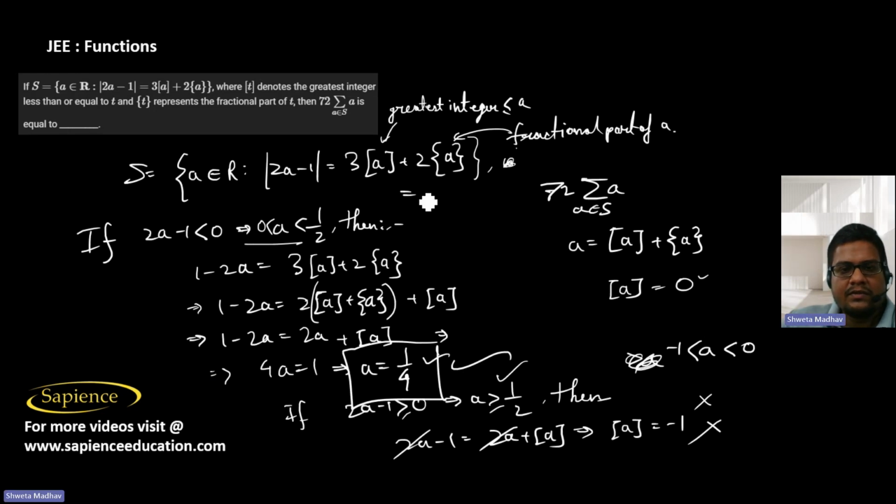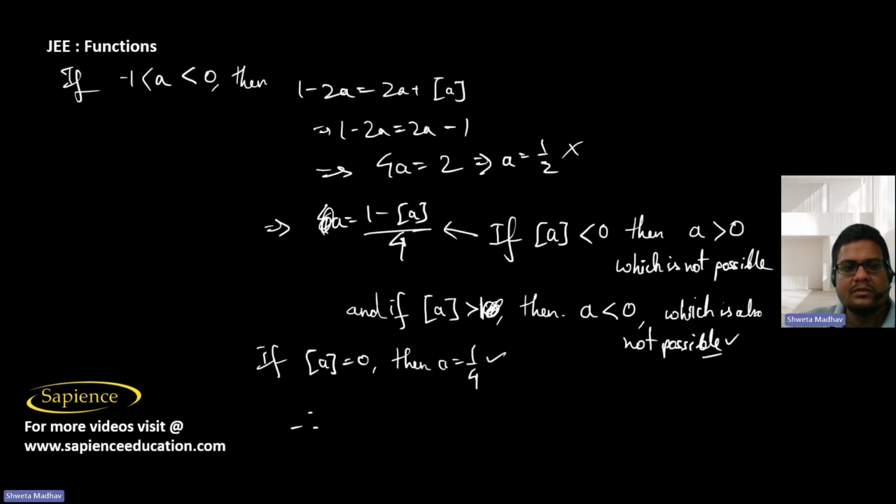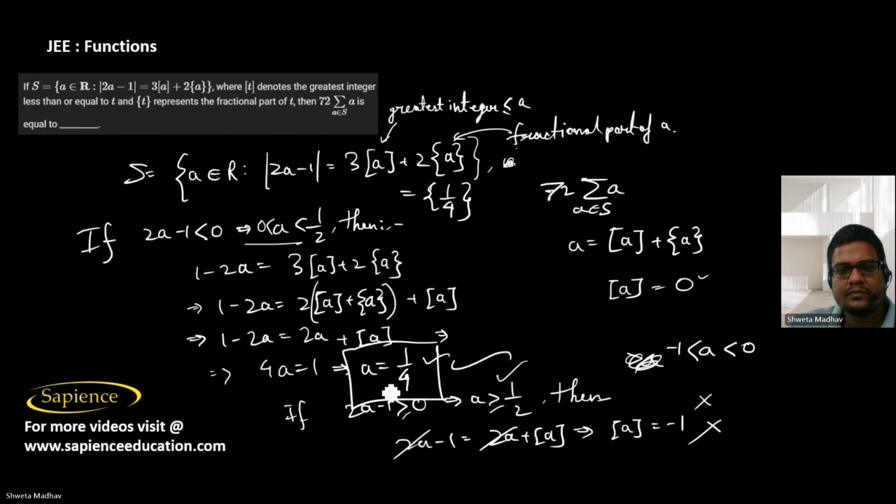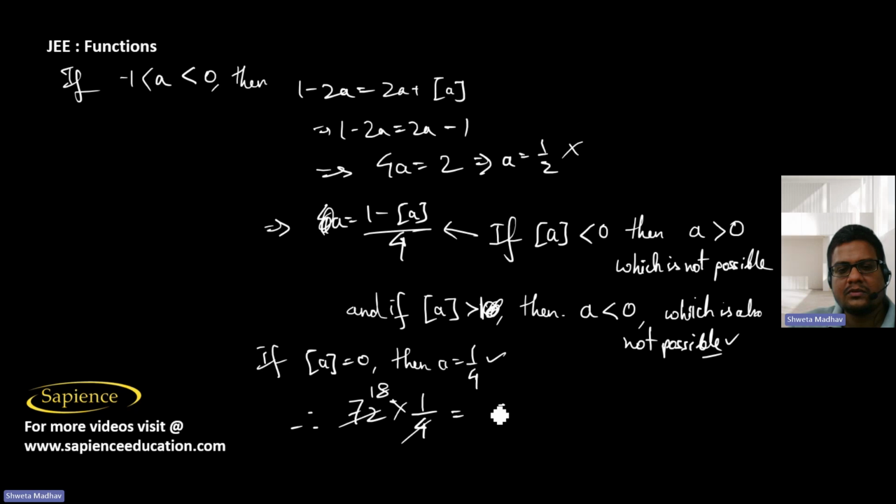So in the set S, we have only one element, means it is a singleton set. It has only one element, which is 1 by 4. So we have to find 72 into the sum of all those a's which are in the set S. So therefore, 72 into summation a, that is 1 by 4, that we have to find. That will be 4 ones are 4, 4 8s are 32. So that is equal to 18. So 18 is the answer.